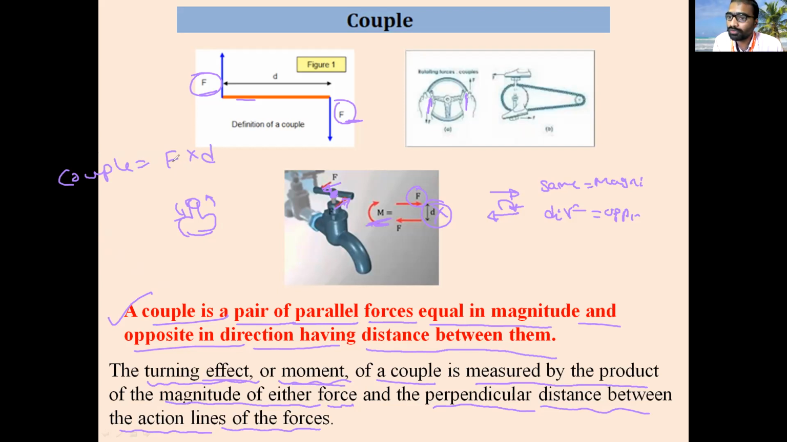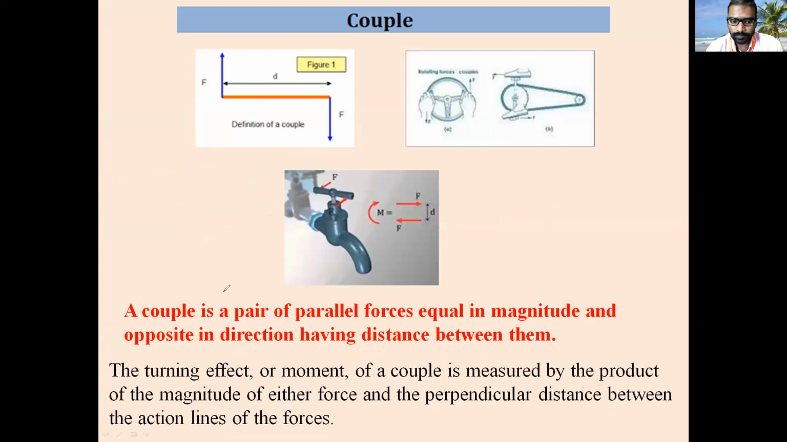Again, there are clockwise couples and anti-clockwise couples. If the turning effect is in clockwise direction, then the couple is positive. If the turning effect is in anti-clockwise direction, then it is a negative couple. So what is a couple? Whenever it is asked: a couple is a pair of parallel forces equal in magnitude and opposite in direction, having a definite distance between them. Clear this point? Yes, sir.